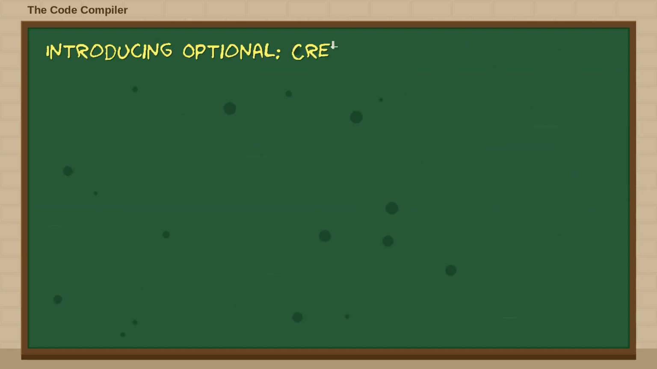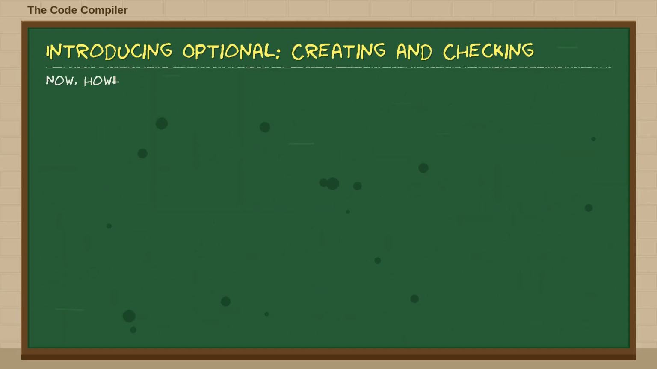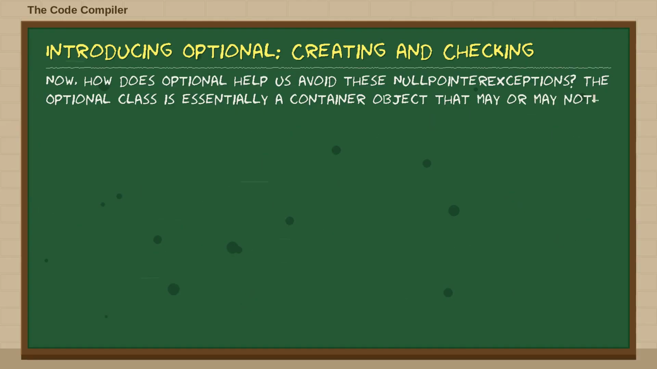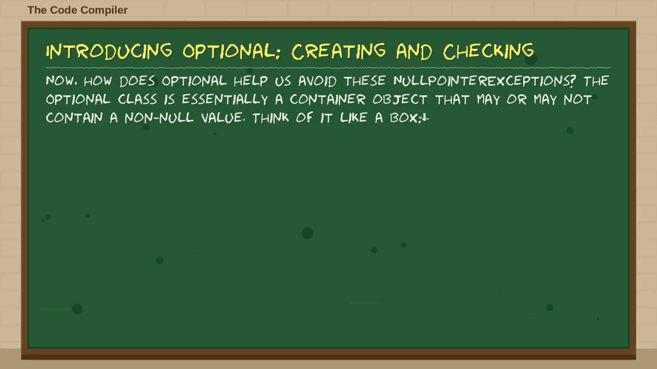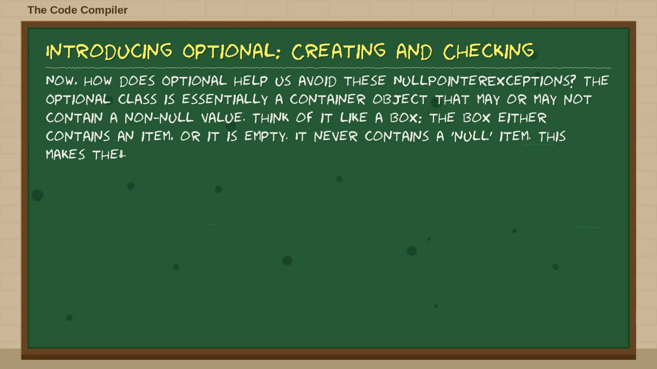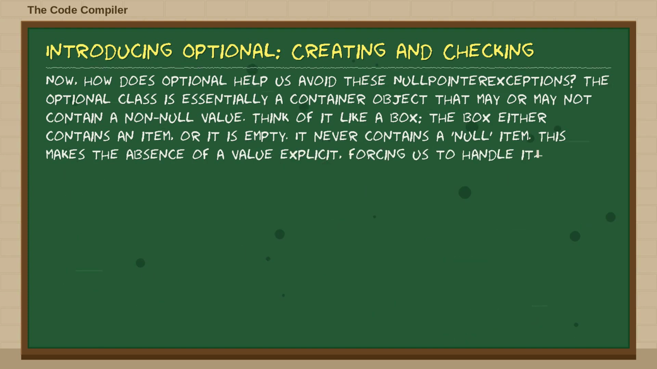Now, how does Optional help us avoid these null pointer exceptions? The Optional class is essentially a container object that may or may not contain a non-null value. Think of it like a box. The box either contains an item or it is empty. It never contains a null item. This makes the absence of a value explicit, forcing us to handle it.